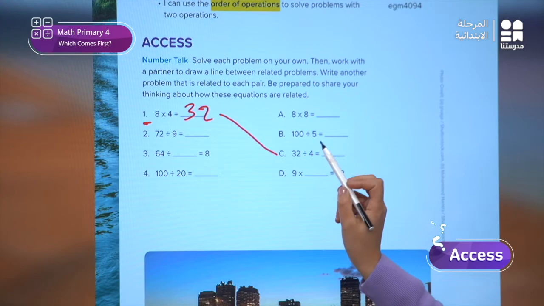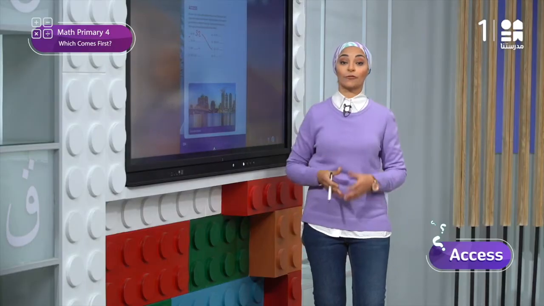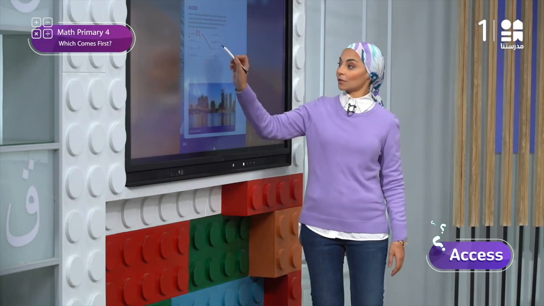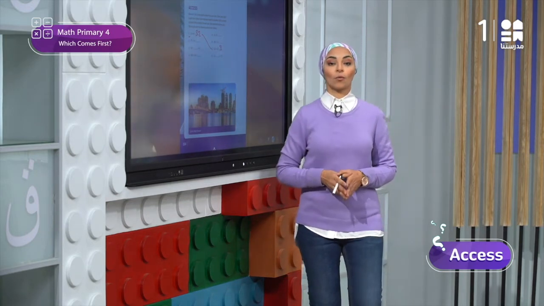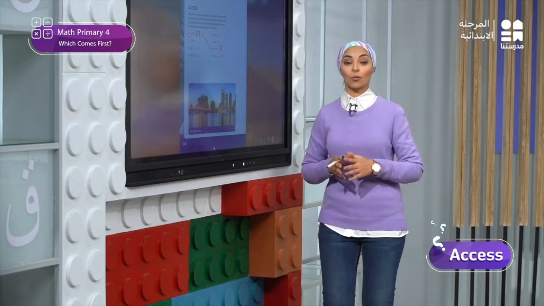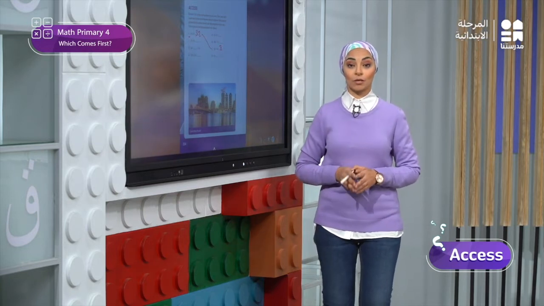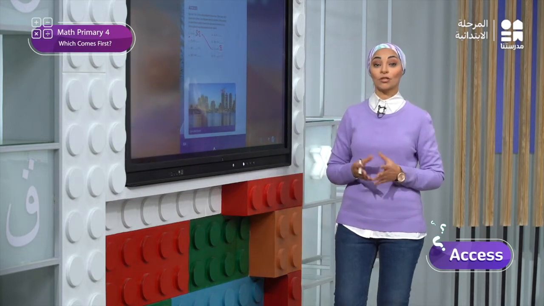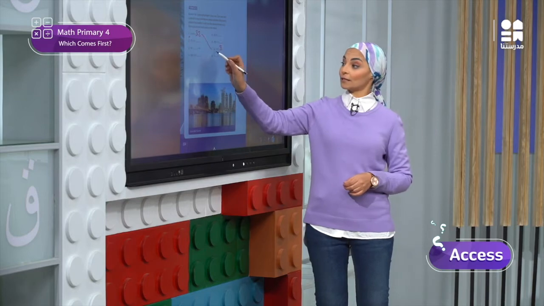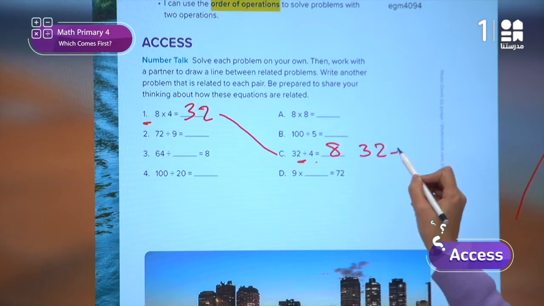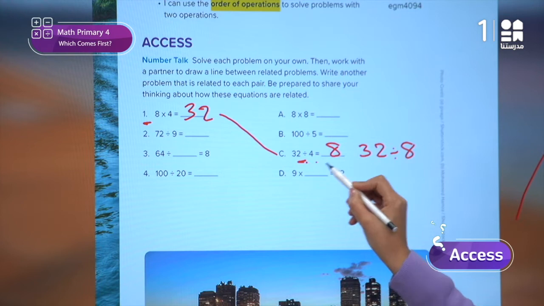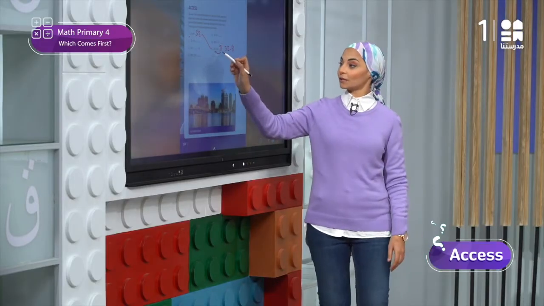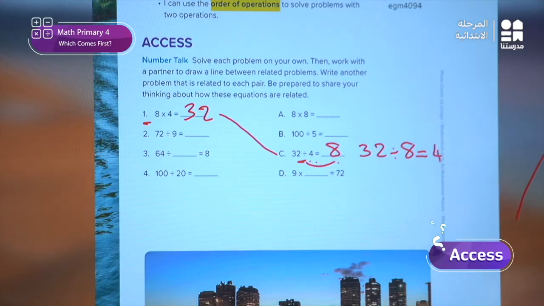Okay, problem number 3 says 32 divided by 4 equals what? Of course, 32 divided by 4 equals 8, right? Okay, now you can write another equation that would be related to this problem. I can write another problem also related to these two problems, which is what? Yes, I can divide 32 by 8. 32 divided by 8 gives me what? Of course, 32 divided by 8 equals 4.